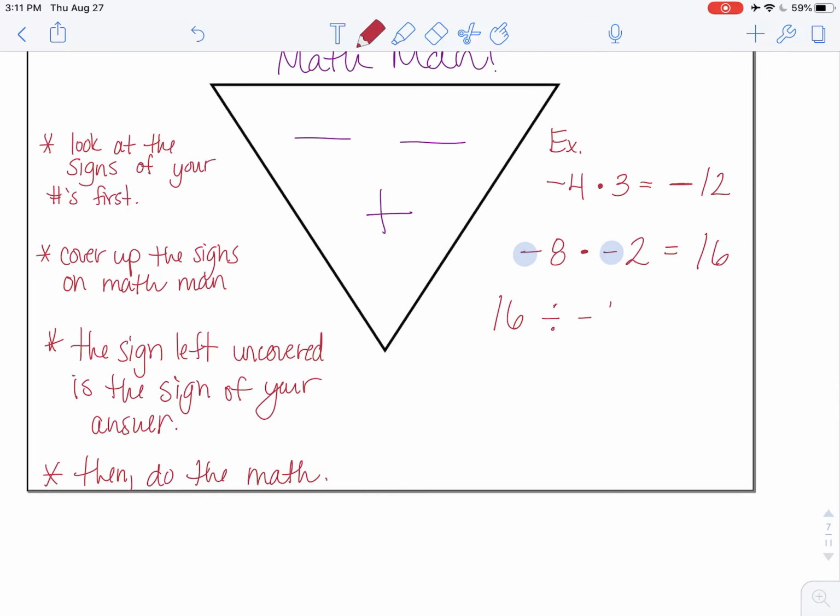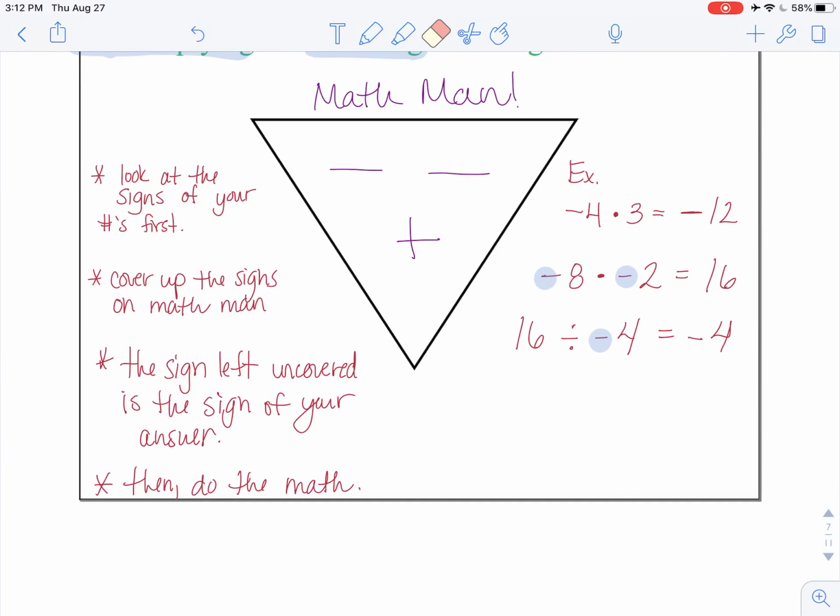It works with division as well. 16 divided by -4. So here I have a positive 16, so I cover up that positive. I have a -4, I cover up the negative. I'm left with a negative. And 16 divided by 4 is -4.